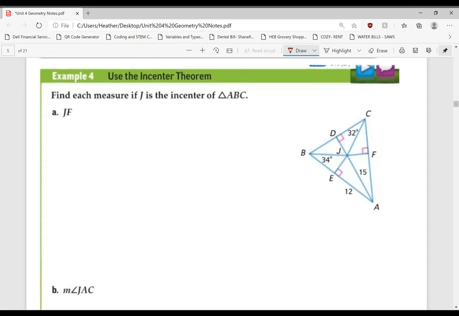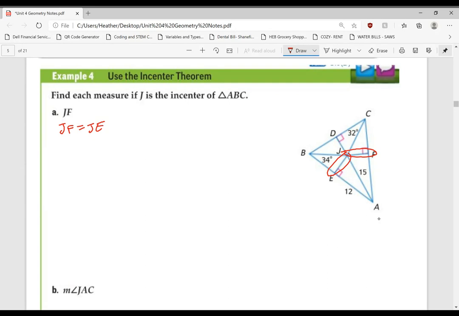So let's use that theorem to solve example 4. It says find each measure if J is the incenter of triangle ABC. First we need to find JF. By the incenter theorem, since J is equidistant from the sides of triangle ABC, JF is equal to JE. Find JF by using the Pythagorean theorem.